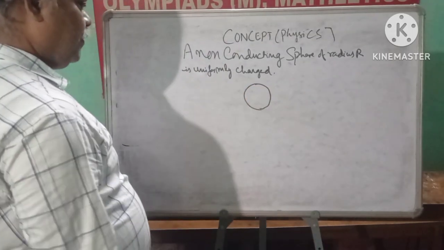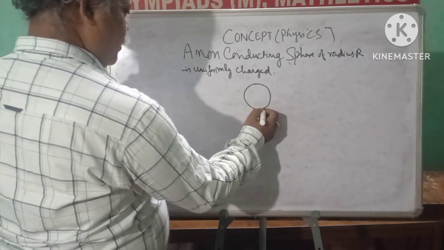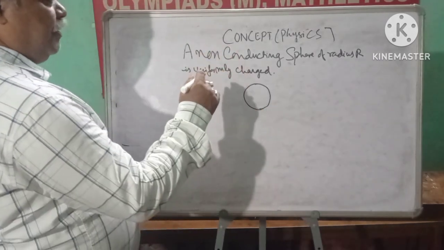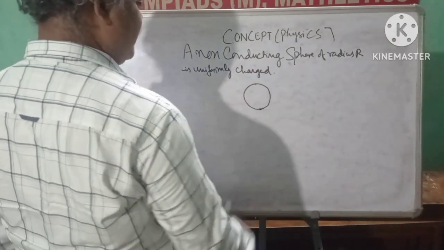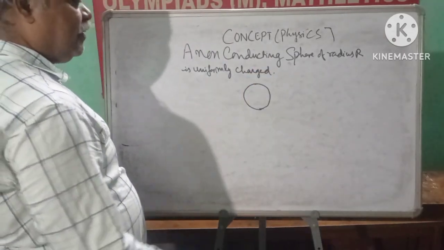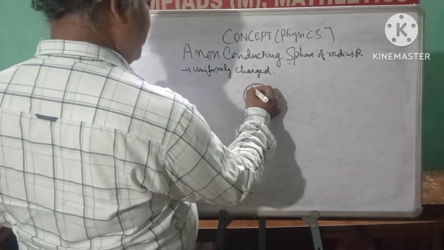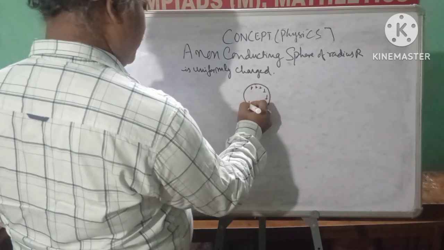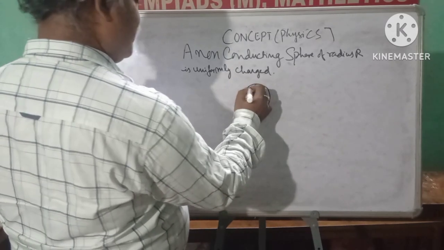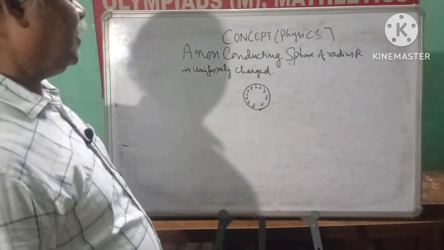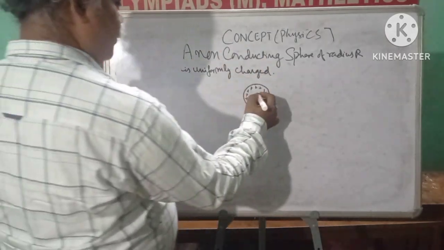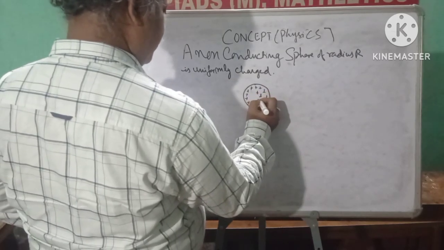and this is the sphere. It is a non-conducting sphere, that means an insulator, and it is uniformly charged. That means the surface is uniformly charged. The whole sphere surface is uniformly charged.